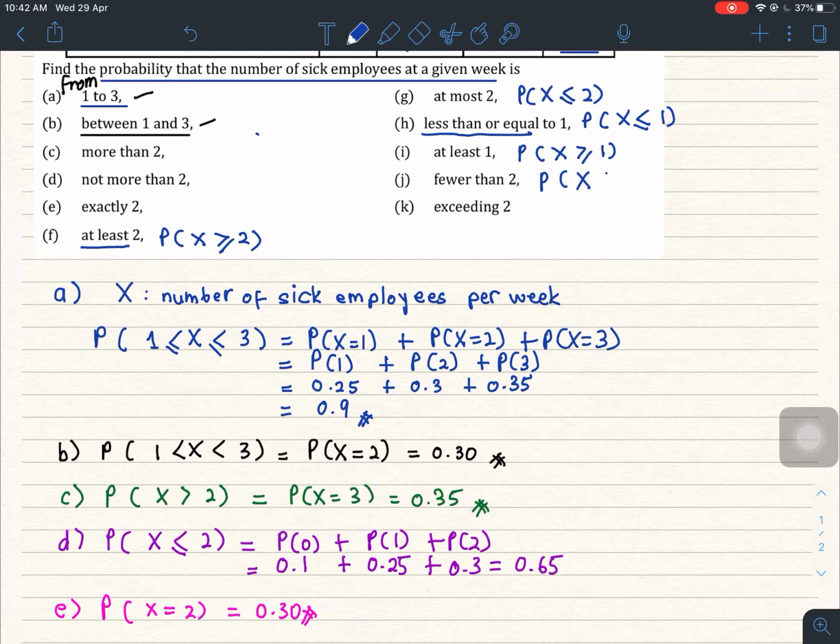Fewer will have only the sign of less than, no equivalent sign. Exceeding is the same as more: more, no equivalent sign, exceeding 2. Try to answer all the questions, and you can look up the answers in the textbook or you can ask me.